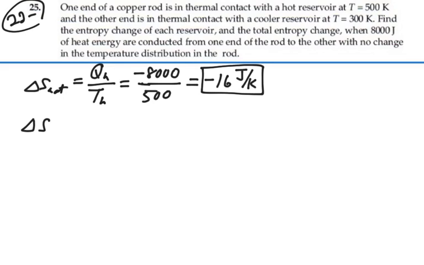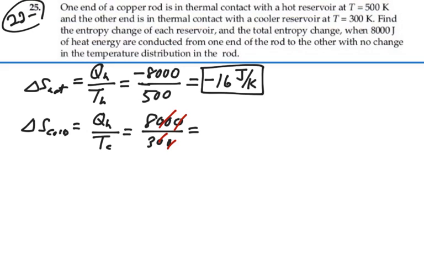Entropy change at the cold end is going to be our heat exchange over that temperature, and we're going to be receiving that heat, so that would be a positive 8,000 joules occurring at 300 degrees Kelvin, and that is going to be 80 divided by 3, or 26.7 joules per Kelvin.